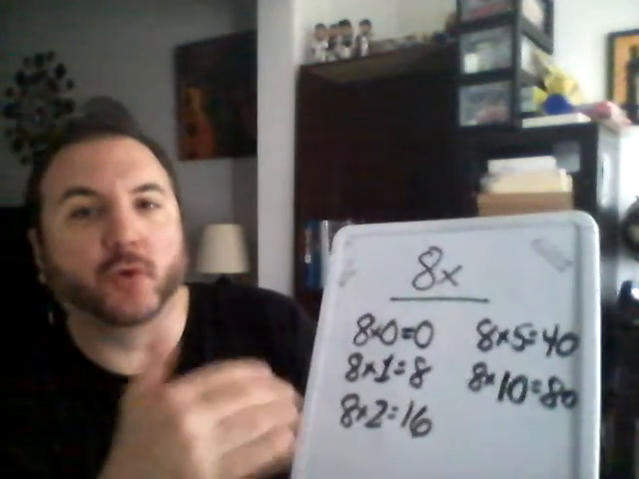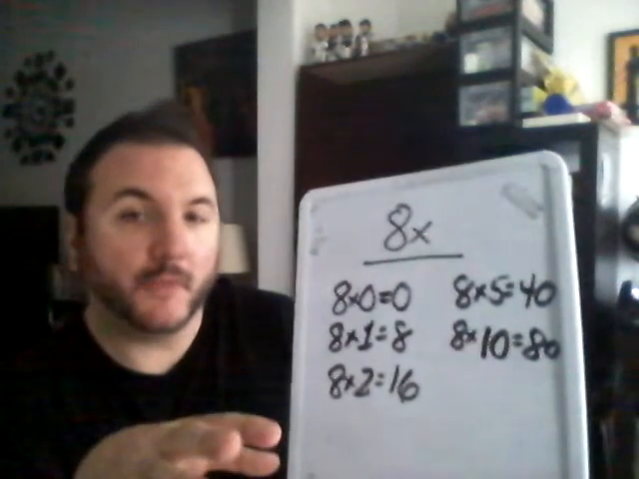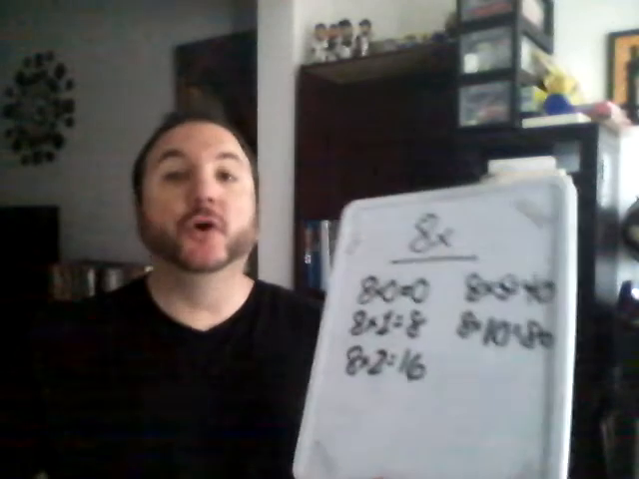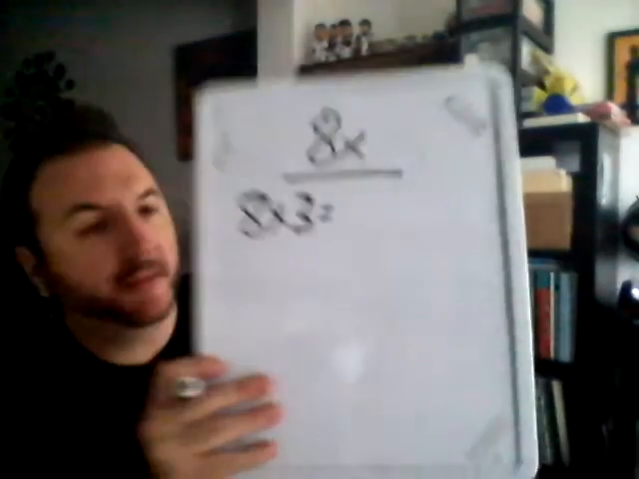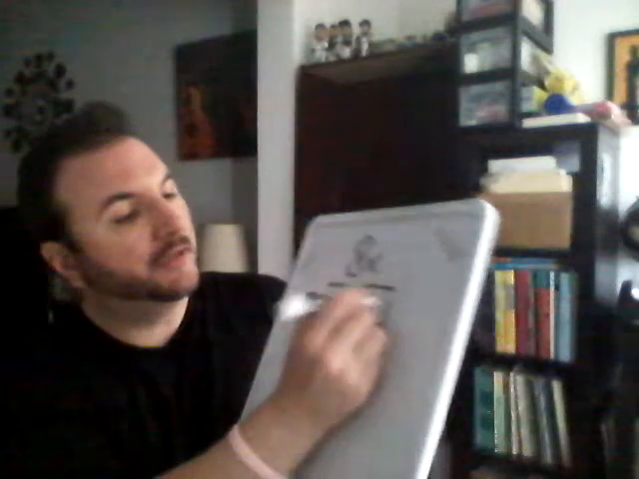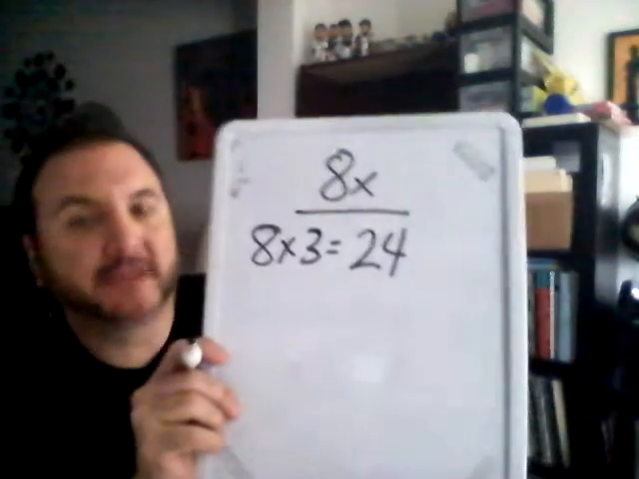Now let's go through the ones that we skipped and see what those factors are. Okay? So I'm going to erase these, and we're going to pick up with the first one that we skipped. Let's see, we did 8 times 0, we did 8 times 1, we did 8 times 2. We did not do 8 times 3. What's 8 times 3 going to be? Well, 8 times 3 is 24.